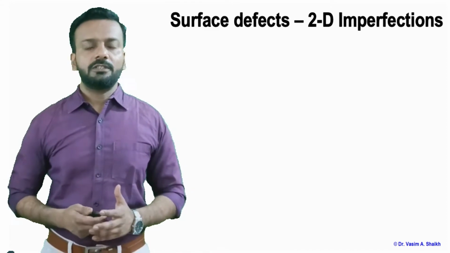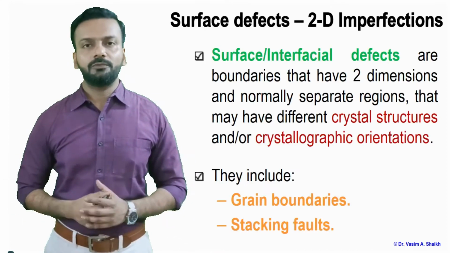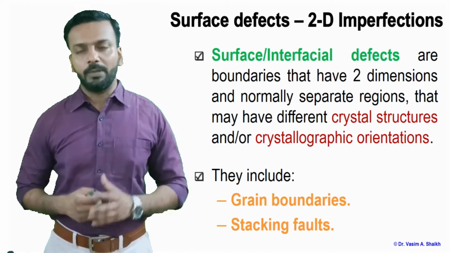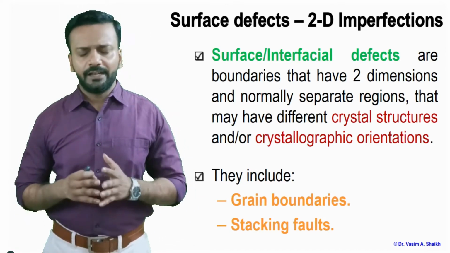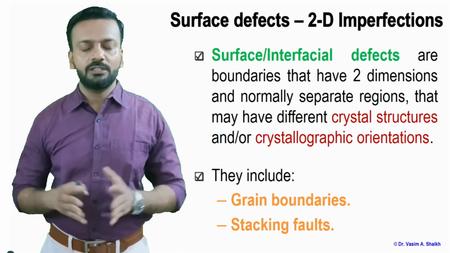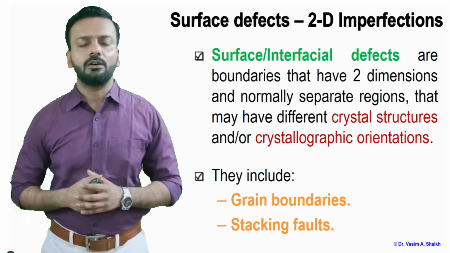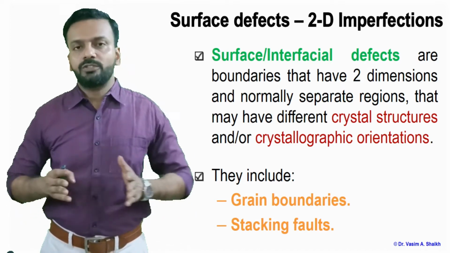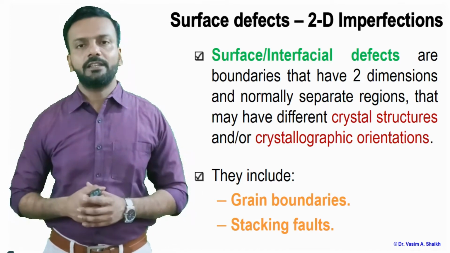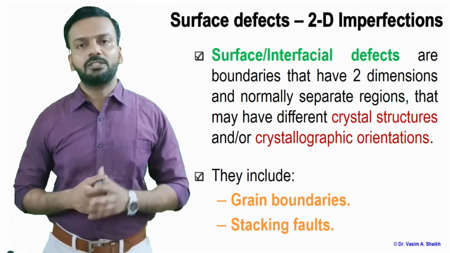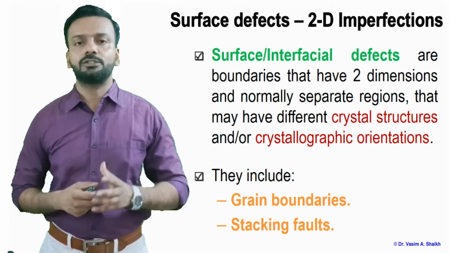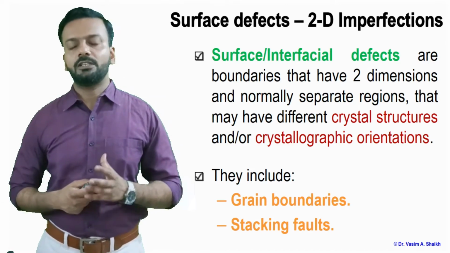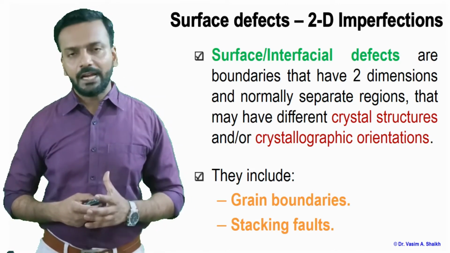So, what are surface defects or 2D imperfections? Surface or interfacial defects are boundaries that are formed, and normally they separate two regions in a crystal or in a solid. These two regions can have a different crystallographic structure or a different crystallographic orientation. These types of defects include grain boundary and stacking fault.